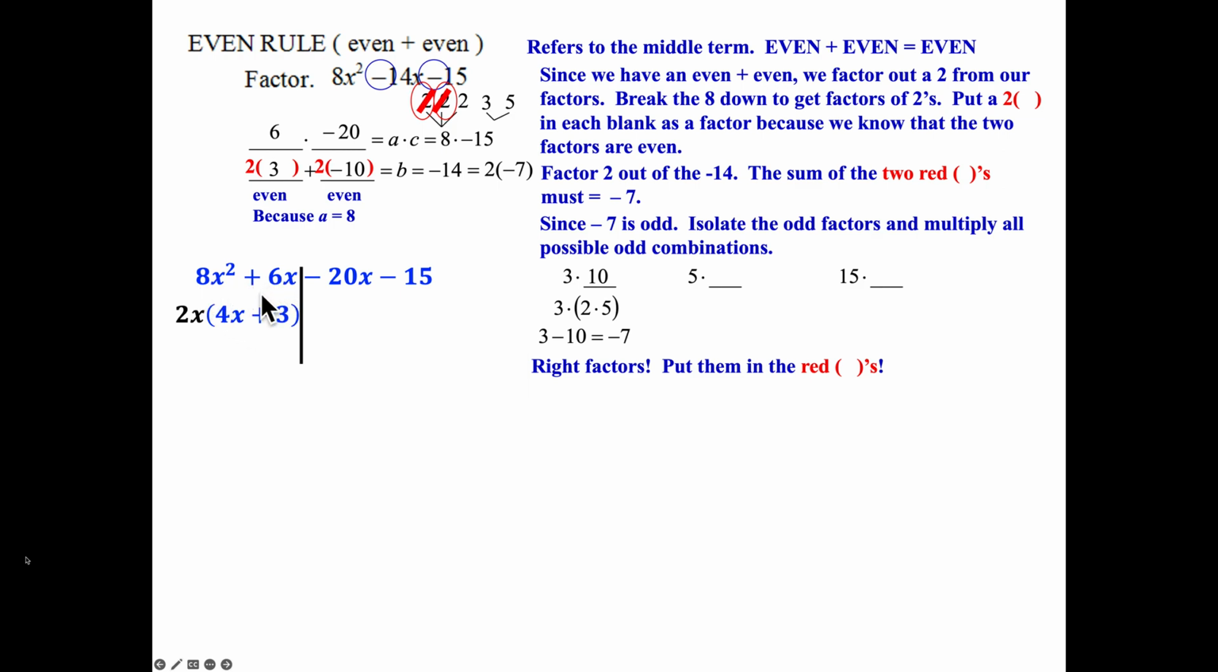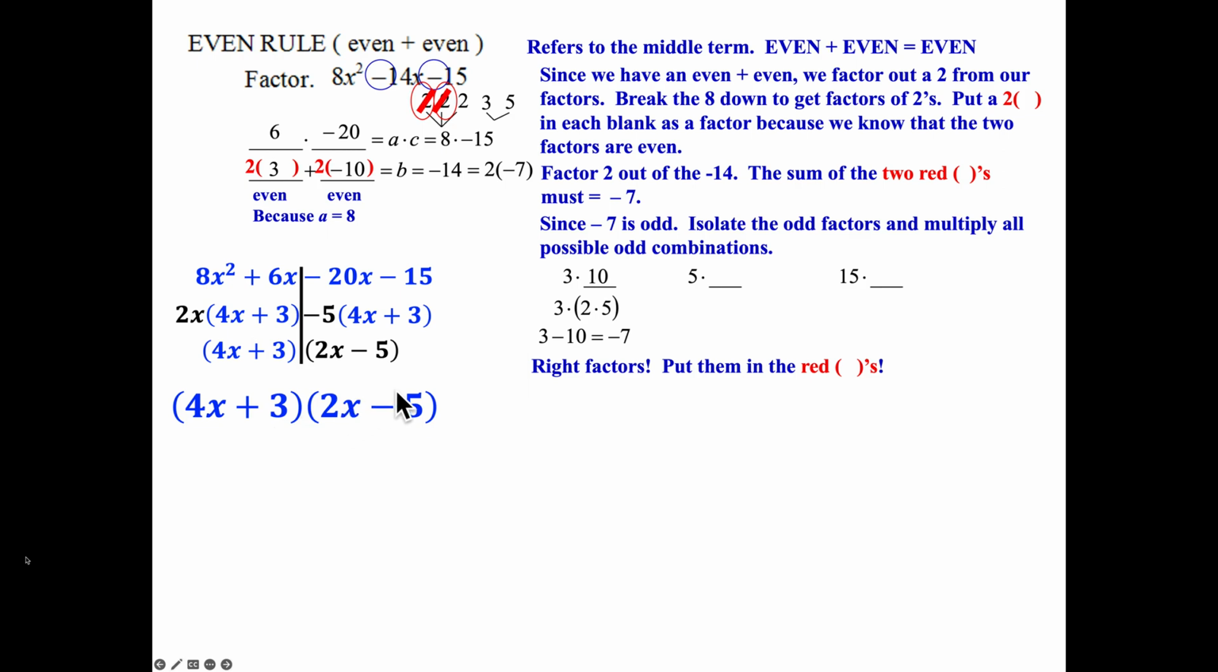Now again, remember, this 4x plus 3 is going to be the same on the right side, and that's going to force negative 15 divided by a positive 3 to be a negative 5. That's my GCF on the right. 4x plus 3 are the same, so that's my GCF. 2x minus 5, my individual GCFs, and there is my final answer.